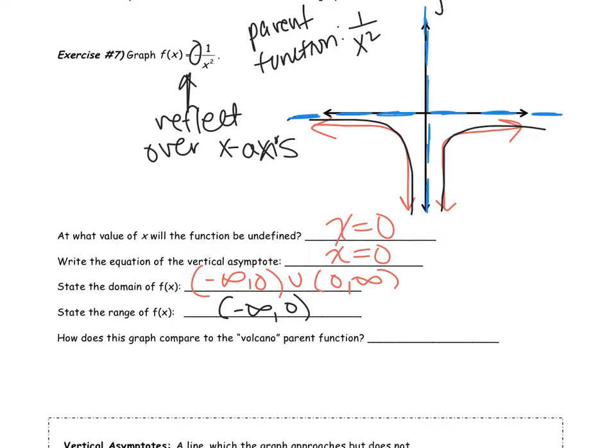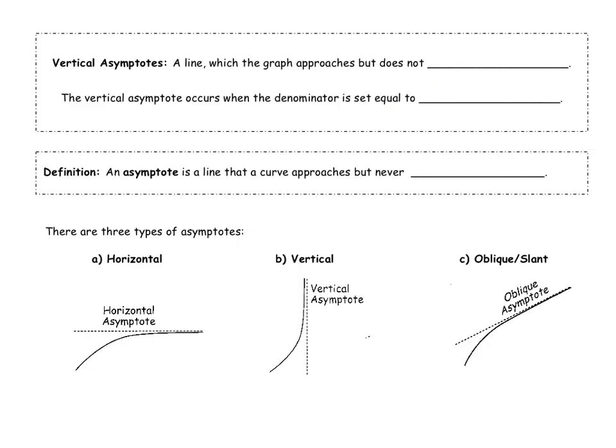And now how does this graph compare to the volcano parent function? Well, now all of our y values are negative. Okay, so now all of the y values here are negative. All right, let's move on. Okay, so now if you look at page 5, this should be pretty much a review.